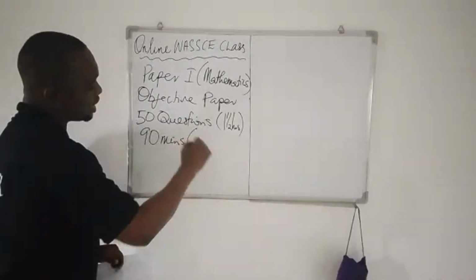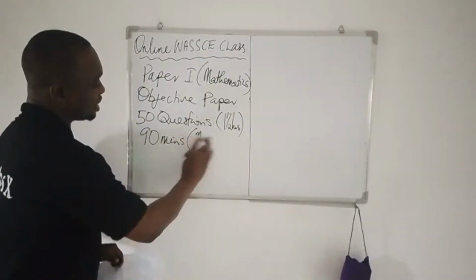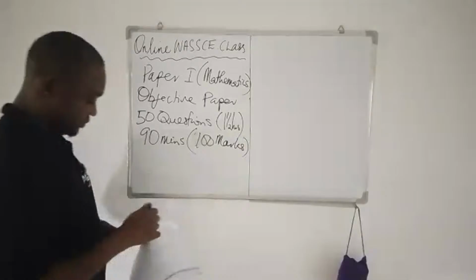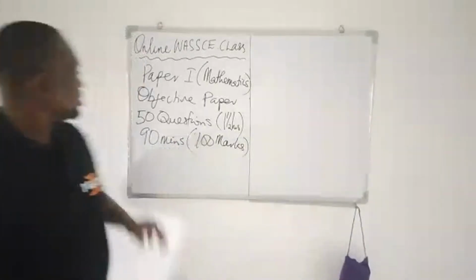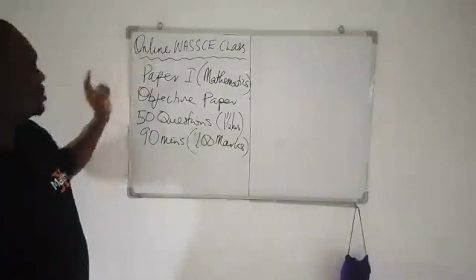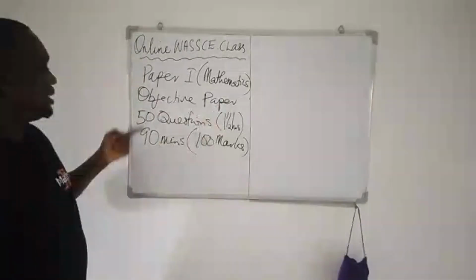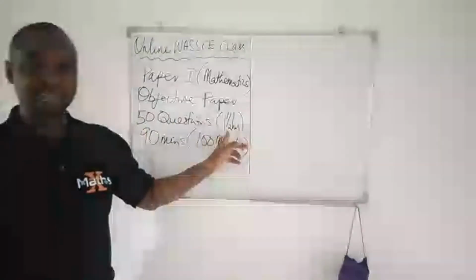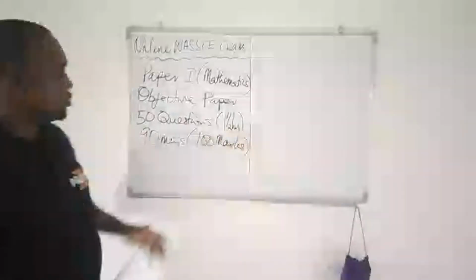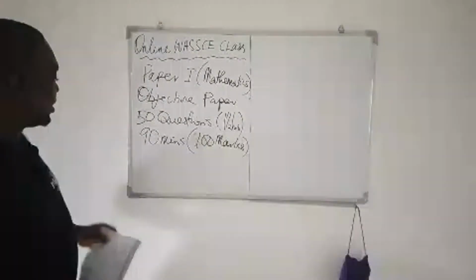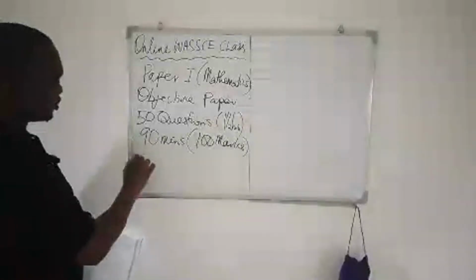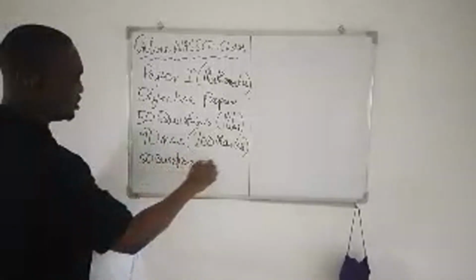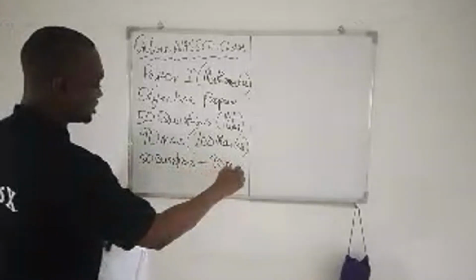Of course, total marks allotted is 100 marks, my dear students and viewers. So this is your paper one in mathematics. It's called the objective paper. It has 50 questions, and you have to take out these 50 questions in 90 minutes, which is 1.5 hours. All right. So let's do a small ratio. So 50 questions, my dear students and viewers, to be completed in 90 minutes.